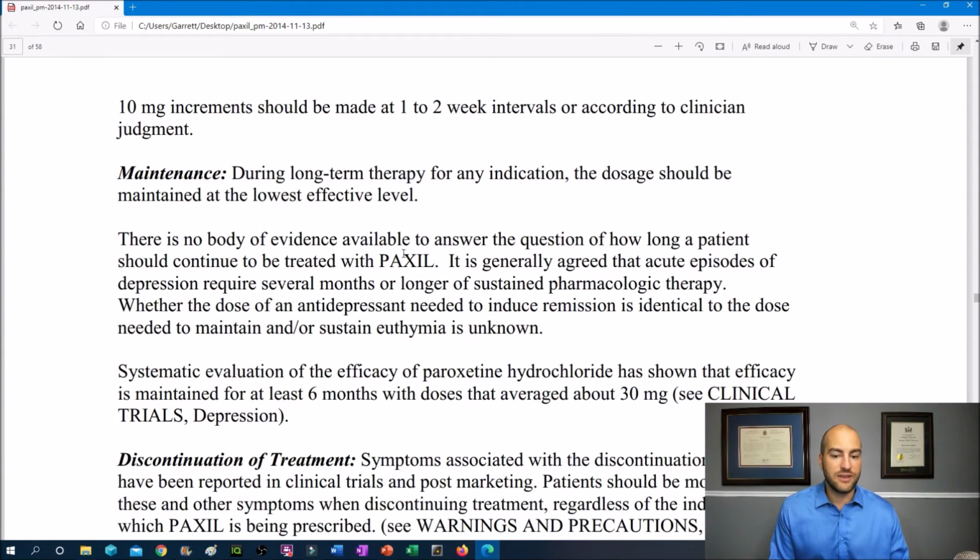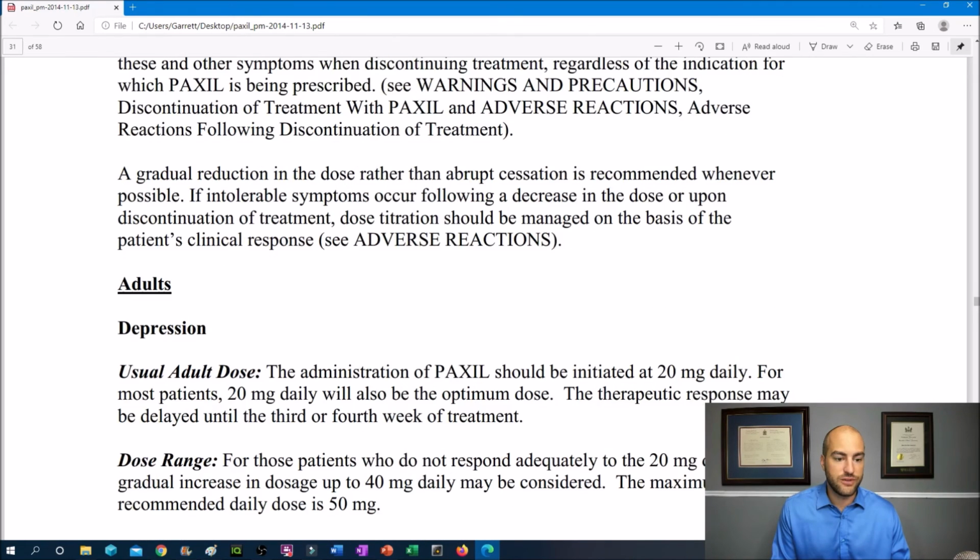There is no body of evidence available to answer the question of how long a patient should continue treatment with Paxil. It is generally agreed that acute episodes of depression require several months or longer of sustained pharmacological therapy. Whether the dose of an antidepressant needed to induce remission is identical to the dose needed to maintain and/or sustain euthymia is unknown. Systematic evaluation of the efficacy of paroxetine hydrochloride has shown that efficacy is maintained for at least 6 months with doses that averaged about 30 milligrams. We talked about discontinuation of treatment.